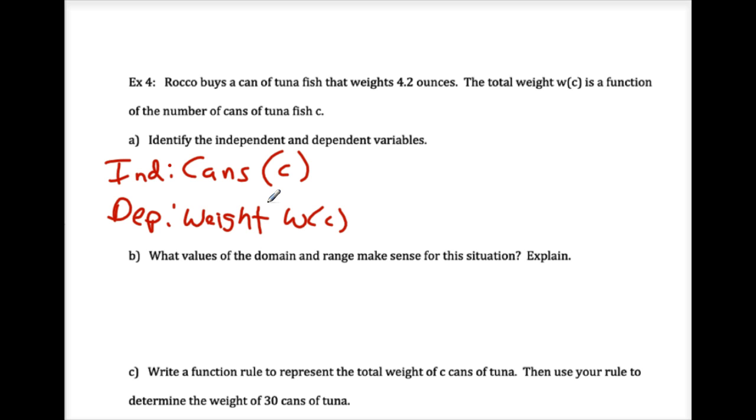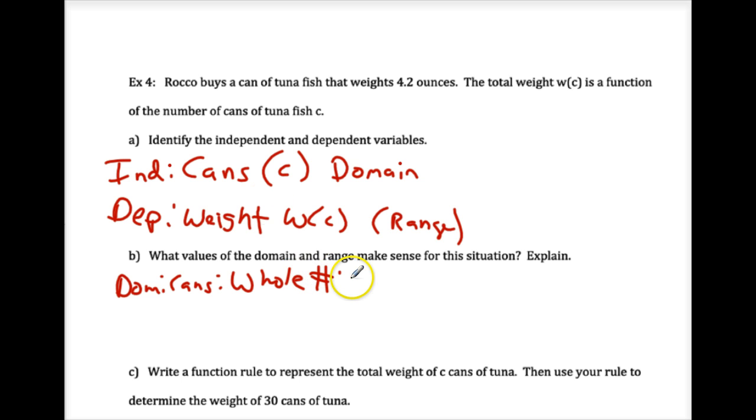All right. What values of the domain and the range make sense for this situation? Again, the domain and the range. The domain is the cans and the range is the weight. So for the domain, which is the cans, what numbers could there be for cans? 1, 2, 3, 4. Whole numbers. Could you buy 0 cans? Sure, that's considered a whole number. You cannot buy a half of a can of tuna. It would be really gross if people did that at the store.